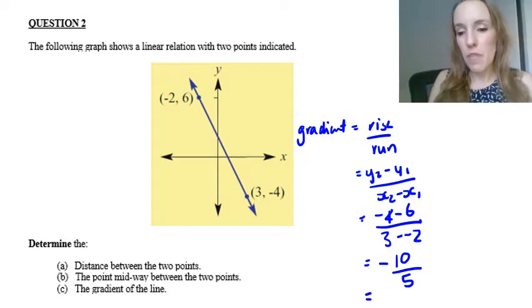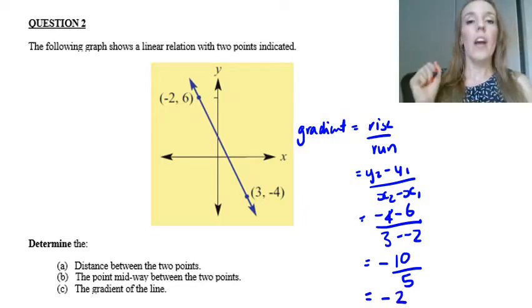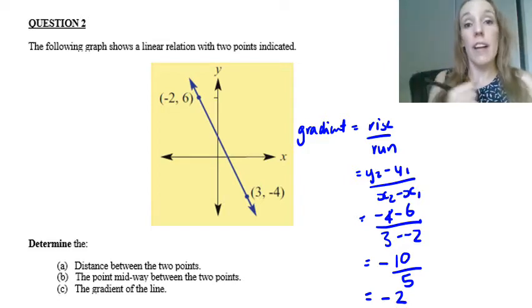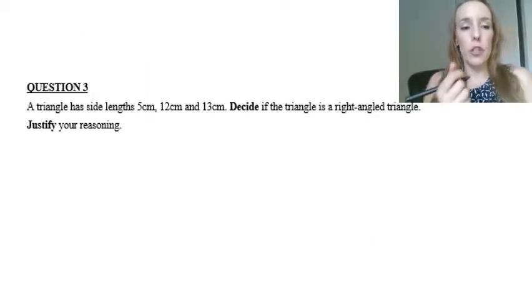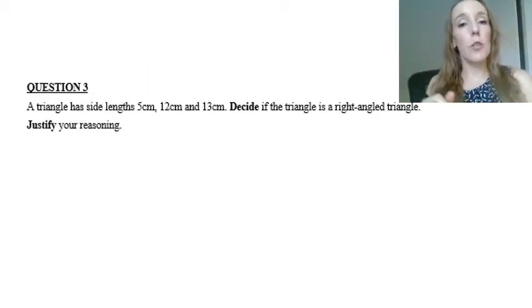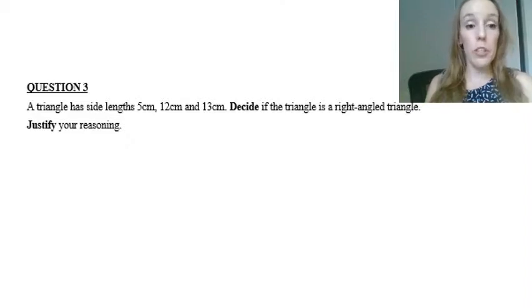From there we can just simplify. So our gradient there is obviously -2. So we have got a gradient of -2 for that line. And that's what you do for C there. Okay, so next is question 3. And this is the last of our CAPS questions.